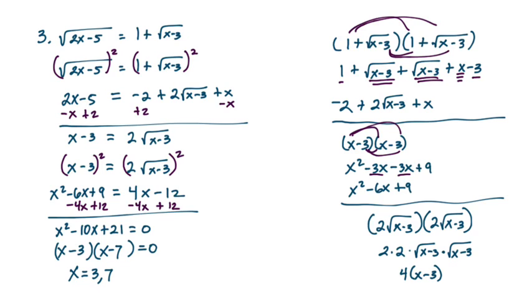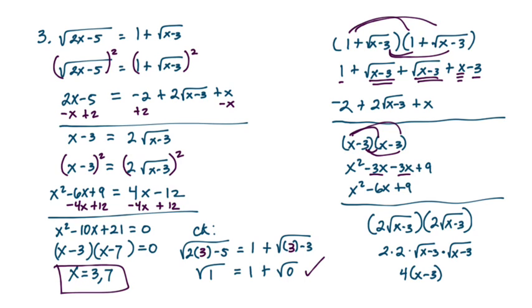So finally we've got to remember to check our answers. And so we're going to plug 3 in. We're going to see we have the square root of 1 equals 1 plus the square root of 0. That's 1 equals 1, which of course is true. Now I'm not going to verify that the 7 works, but it does. But again, you always want to check your answers.